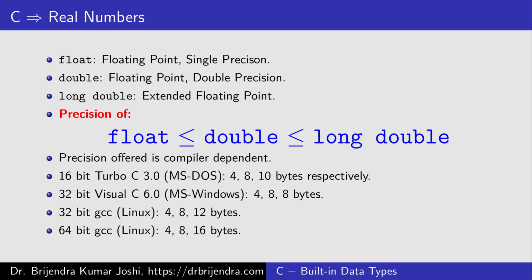Now, in the C programming language, float is the reserved keyword for floating point single precision numbers. Double is floating point double precision, and long double is extended floating point in C. The precision of float has to be less than or equal to the precision of double, which has to be less than or equal to the precision of long double. And this precision offered is also compiler dependent.